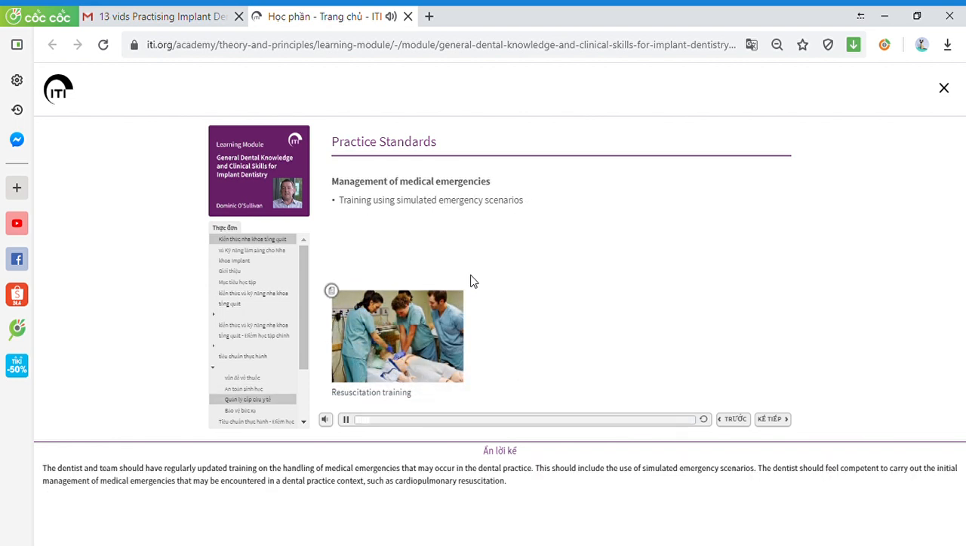The dentist and team should have regularly updated training on the handling of medical emergencies that may occur in the dental practice. This should include the use of simulated emergency scenarios. The dentist should feel competent to carry out the initial management of medical emergencies that may be encountered in a dental practice context, such as cardiopulmonary resuscitation.